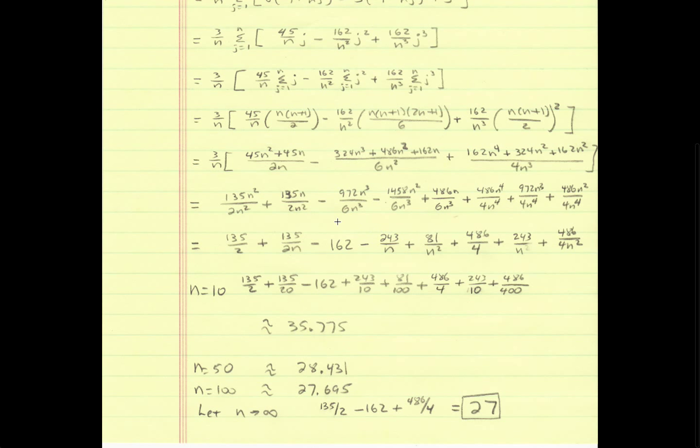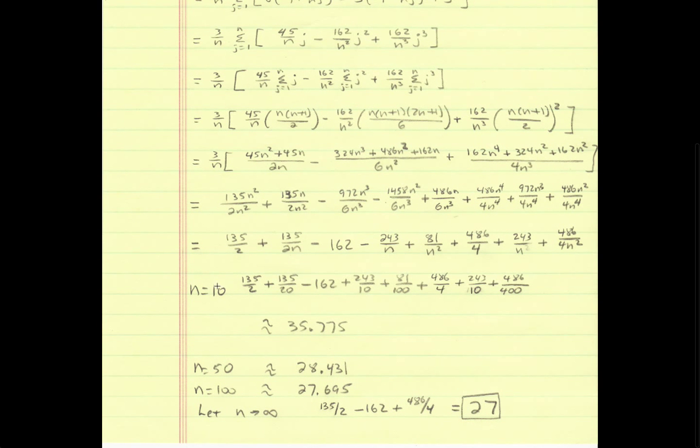Now what you're going to notice is 3 things are the same. The 135 over 2, the negative 162, and the 486 over 4. Those 3 appeared in left. They have to be. That's my answer. The rest of the stuff with the n's is your error for right RAM, slightly different than left.